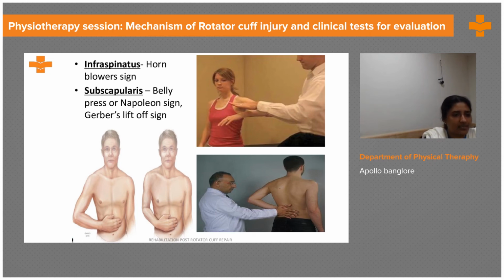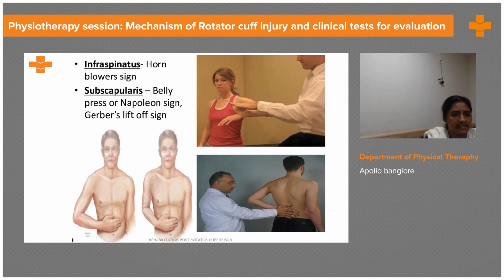There's one more test for the infraspinatus, the Hornblower's sign. Here, the patient takes the hands into abduction and internal rotation, and the patient takes the shoulder against gravity into external rotation. This position is actually painful if the patient has impingement syndrome.